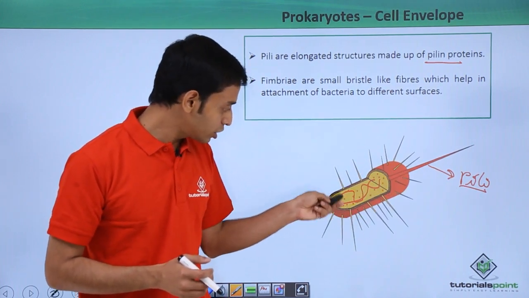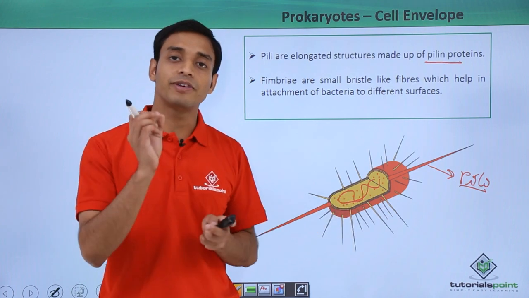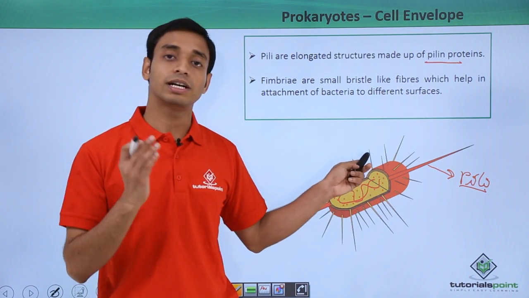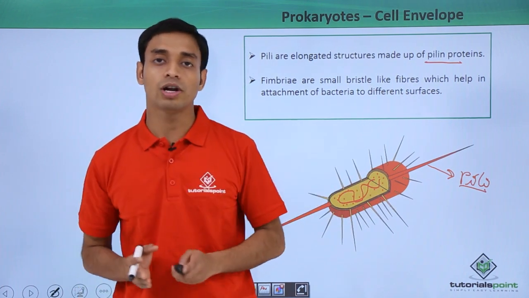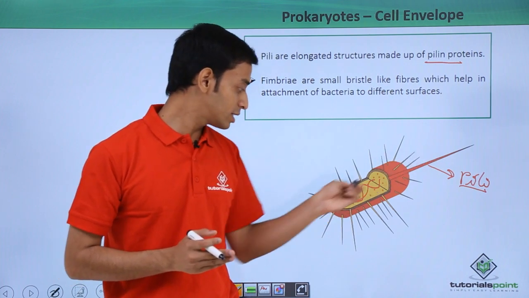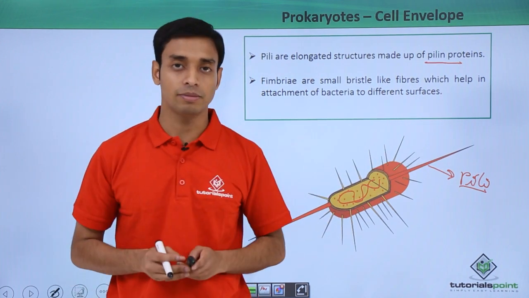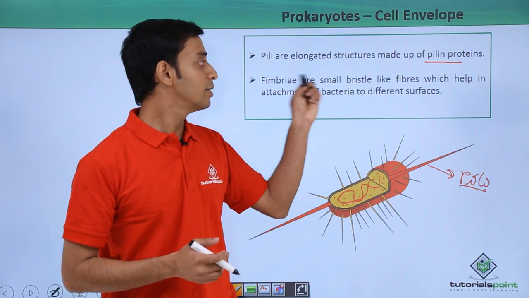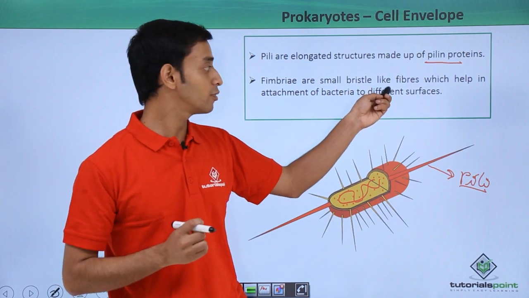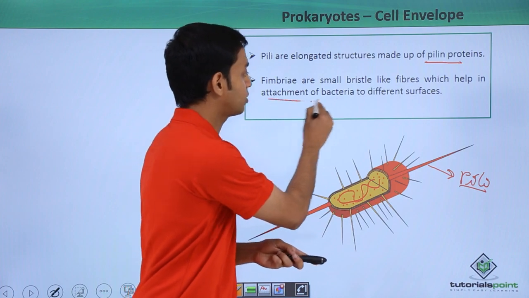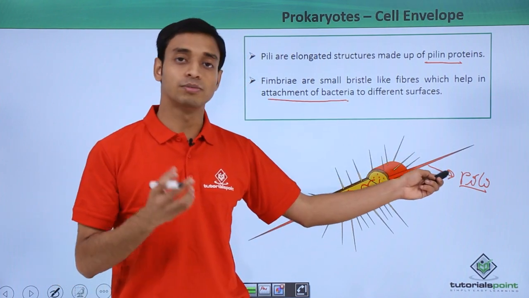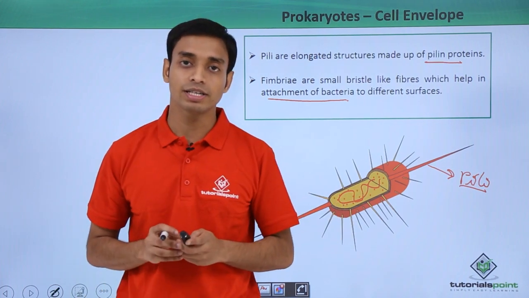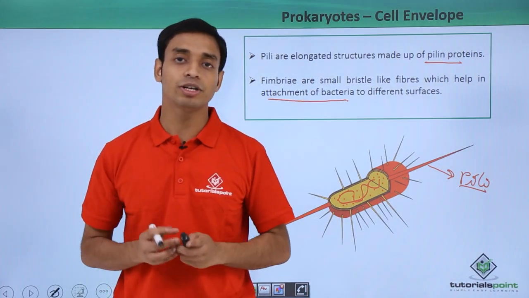Now these small structures you are seeing are the fimbriae. These are very small hair-like outgrowths, and they are very large in number. A typical bacterium can have about 300 to 400 such fimbriae, whereas the pili we are seeing can be 3 to 5 or 8 in number. So these are quite less in number, whereas the fimbriae are quite larger in number. The fimbriae are very small bristle-like fibers which help in the attachment of the bacteria. So we have discussed that the function of pili is mostly conjugation, whereas the function of the fimbriae is attachment to different types of surfaces for the bacteria.